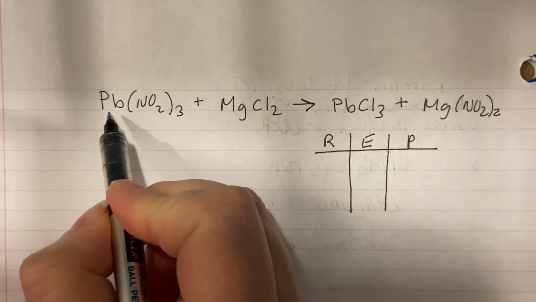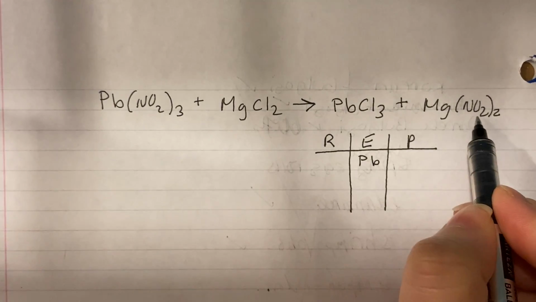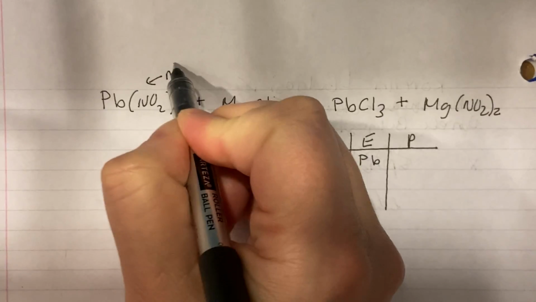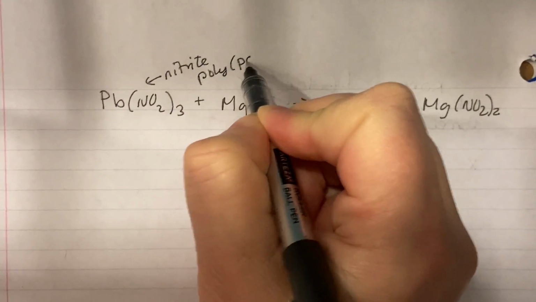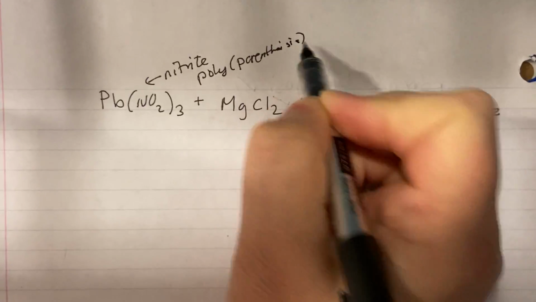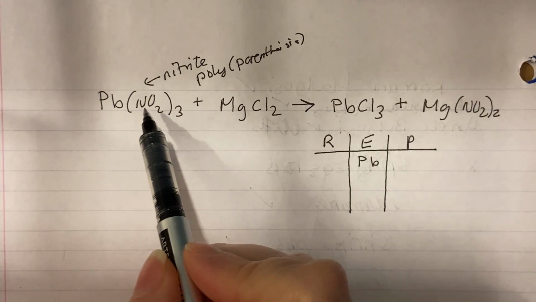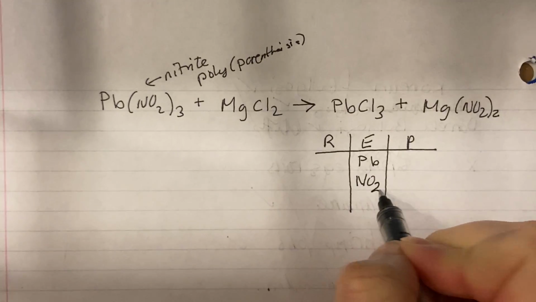Okay, so we have Pb. I see the NO2 nitrite is on both the left and the right sides. So if I see a poly, how do I know it's a poly? I see the parentheses. Sometimes it's there without the parentheses, but that's a big clue. Whenever you see parentheses, it's a poly. And if it's on both the left and right, then you can keep it together most times.